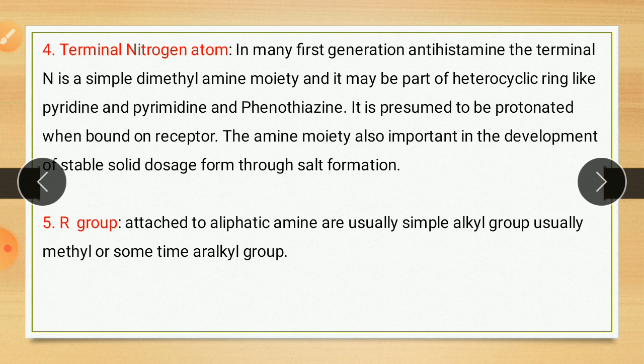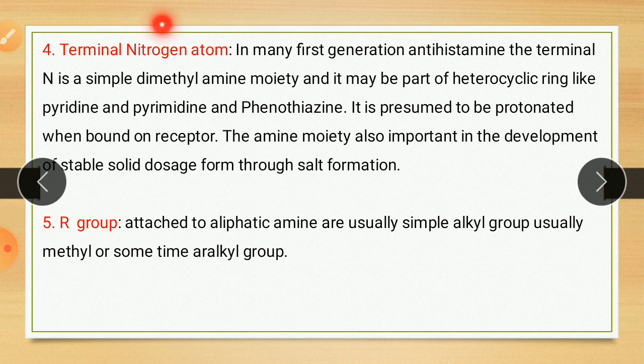Then the terminal nitrogen atom. In many first generation antihistamines, the terminal nitrogen is a simple dimethylamino moiety, and it may be part of heterocyclic rings such as pyridine, pyrimidine and phenothiazine. It is presumed to be protonated when bound to the receptor. The amine moiety is also important in development of a stable solid dosage form through salt formation.